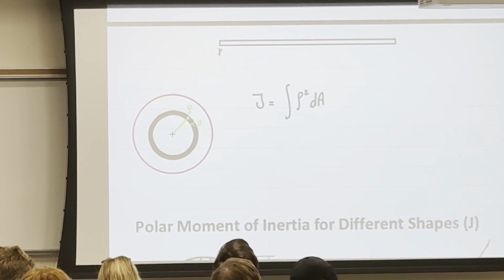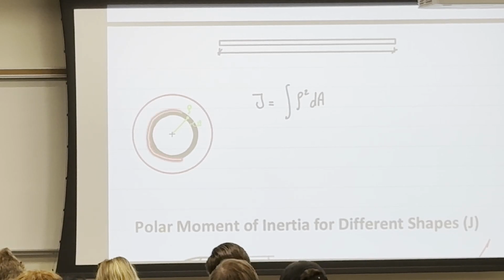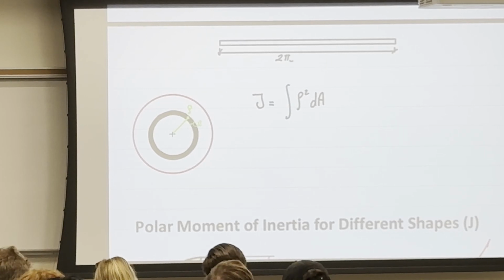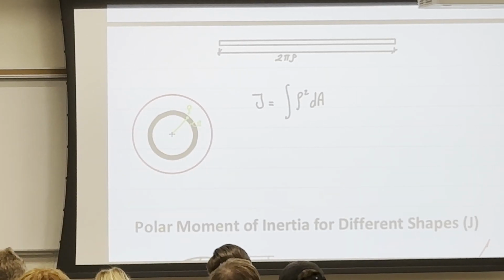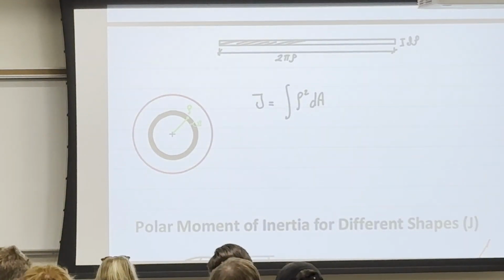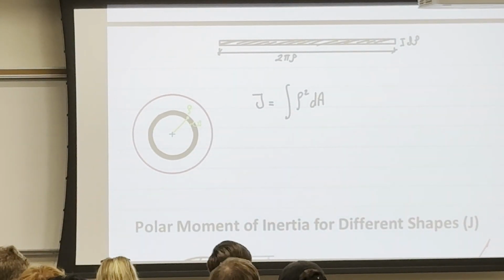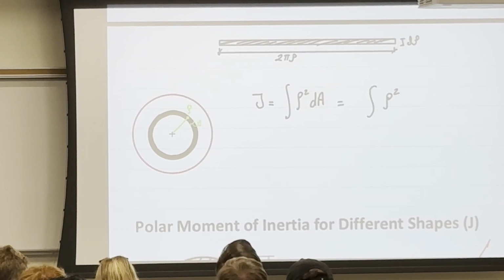So what I will end up with, the length of this is going to be the circumference of that circle. If you know rho, the circumference is 2 pi r, which is the radius, right? Or 2 pi rho. Is that clear? And to get the thickness, we already said that this thickness here is d rho. So now the area of this strip is a rectangle of 2 pi rho times d rho. So integrating rho squared, the d area here is 2 pi rho times d rho.